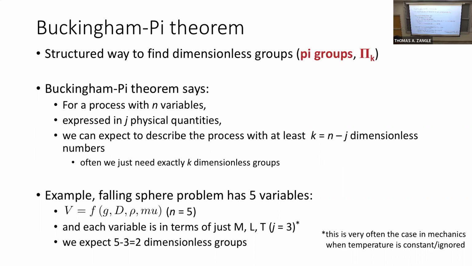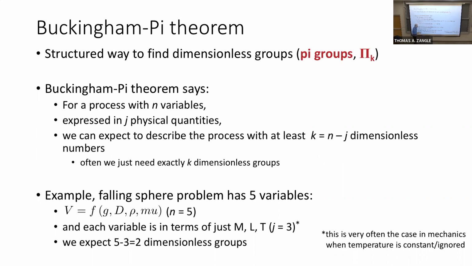The j physical quantities really refers to the fundamental dimensions, the primary dimensions of the problem. By physical quantities, we mean mass, length, time, and or temperature. Mass is involved in a variable, in rho. If somehow none of the variables depended on mass, then we would not have M.